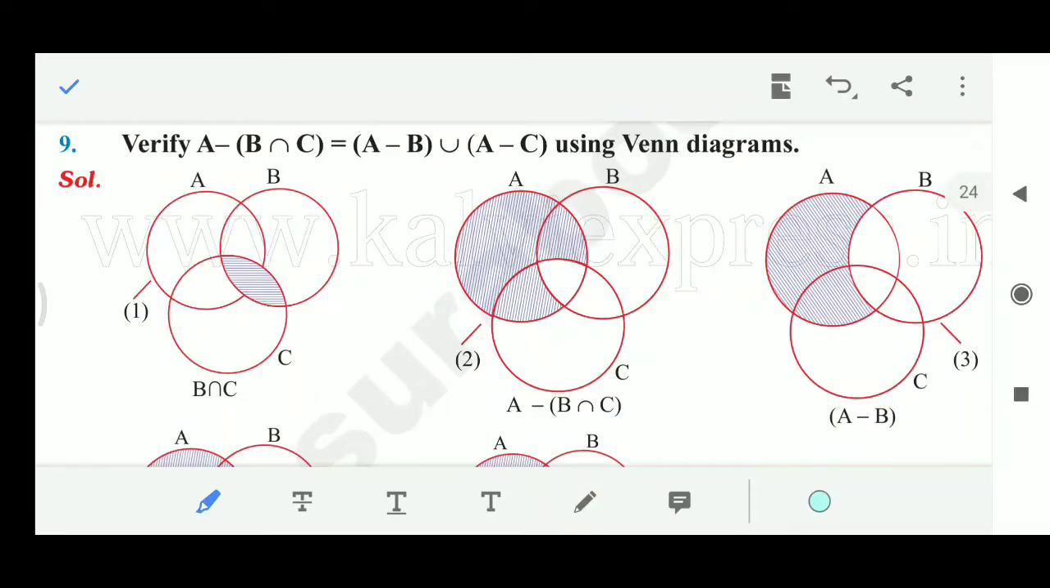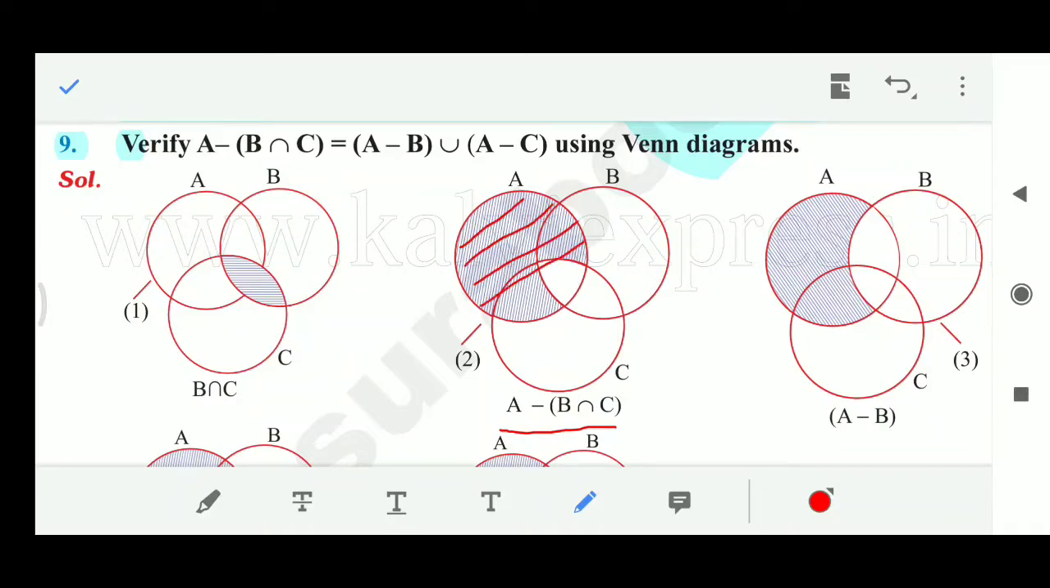Then we move to question number 9. In this, verify A minus (B intersection C) is equal to (A minus B) union (A minus C) using Venn diagram. The first diagram is B intersection C, the common part between B and C. Then A minus (B intersection C): we have to eliminate the B intersection C part from A. So you get A excluding that B intersection C.